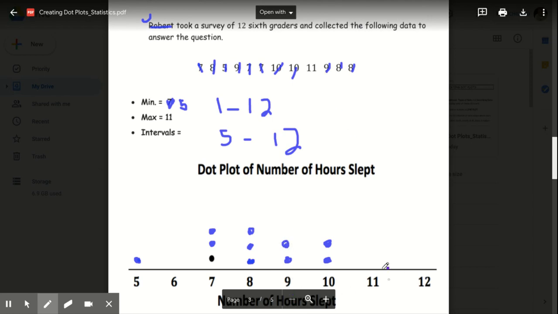And I have 1 that slept 11. So it looks like the minimum hours slept was 5. The highest number of hours a student slept was 11. Okay. And I looked at 12 students, so I should have 12 dots here.